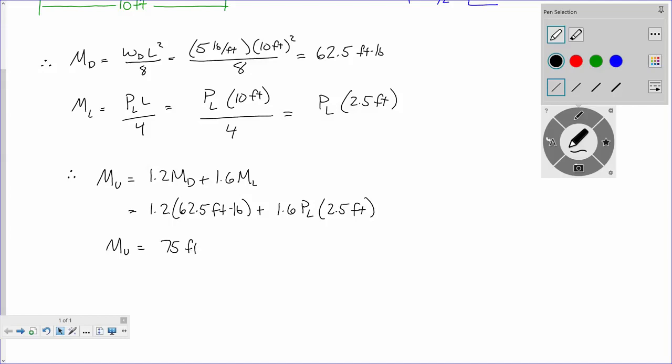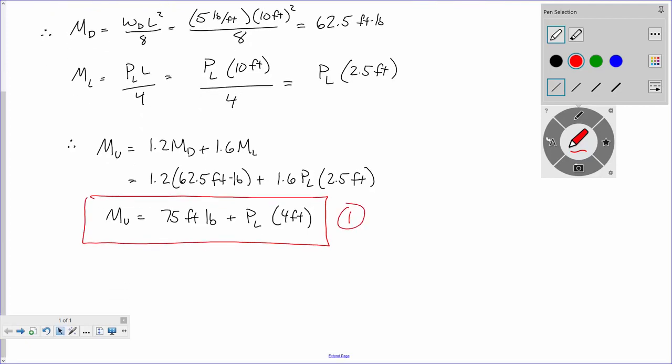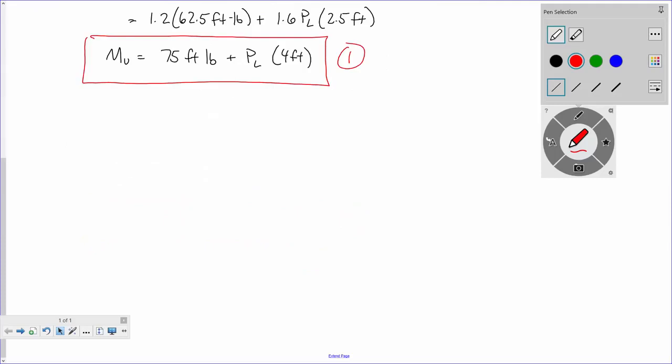75 foot-pounds plus PL times 4 feet, right? Okay, so this, we can call this equation 1 if you want. Is that a fair statement? Okay. Everybody good? All right. Now, okay, so that's the analysis part.